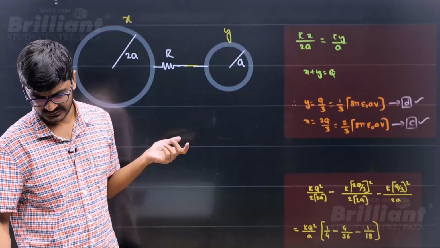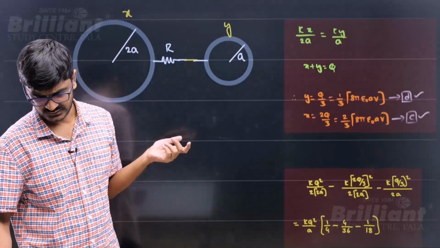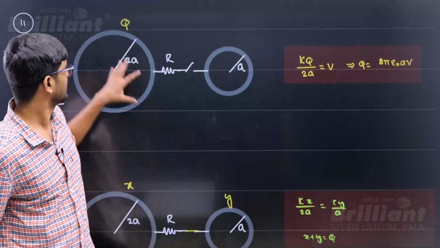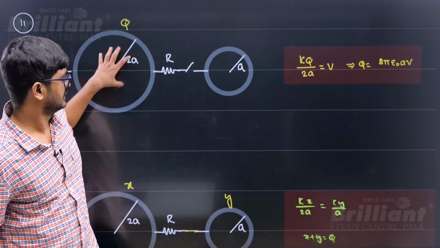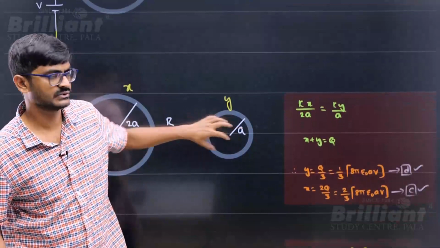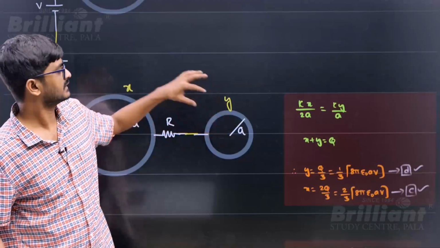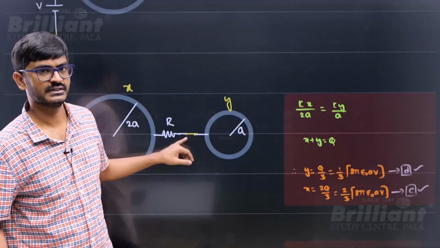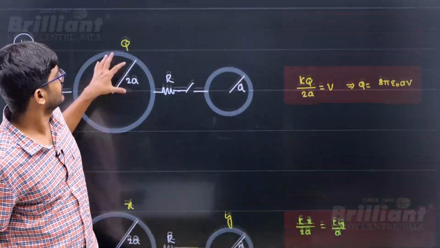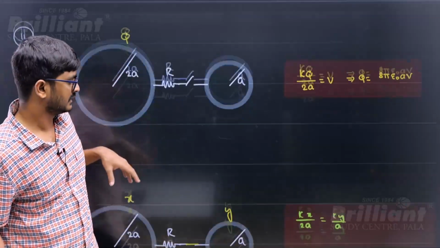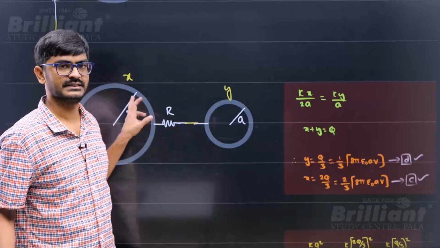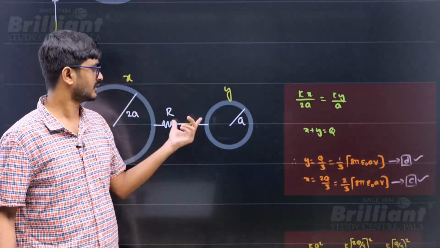Total heat generated after closing S2. That is, there was some electrostatic energy on these two, right? But there is some heat, obviously, since charge is flowing. So how to find that heat? I can find the initial electrostatic energy, and I can find the final electrostatic energy existing, and the difference must have gone as heat.